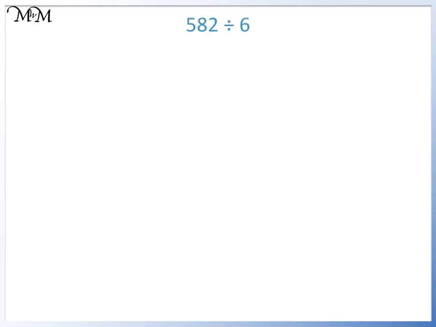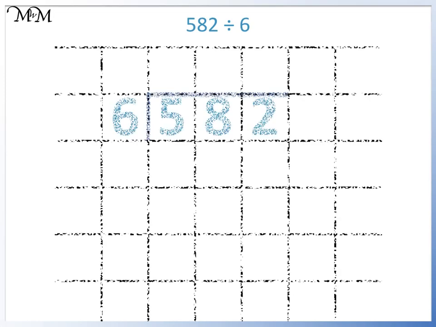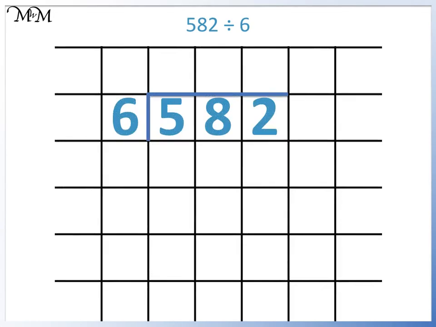Here's our final example. 582 divided by 6. 6 divides into 5 0 times, because 6 is greater than 5. So we see how many times 6 divides into 58.